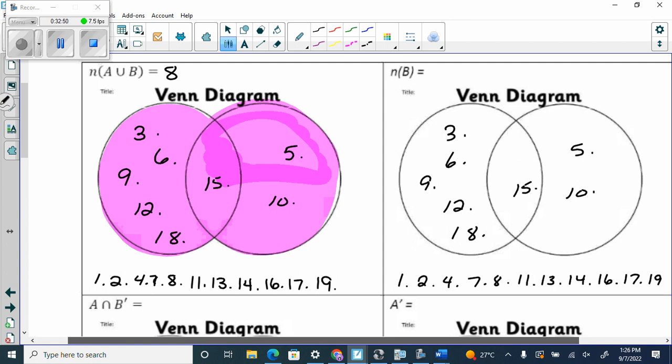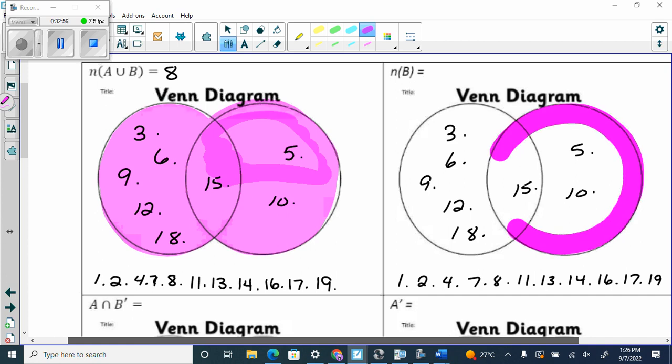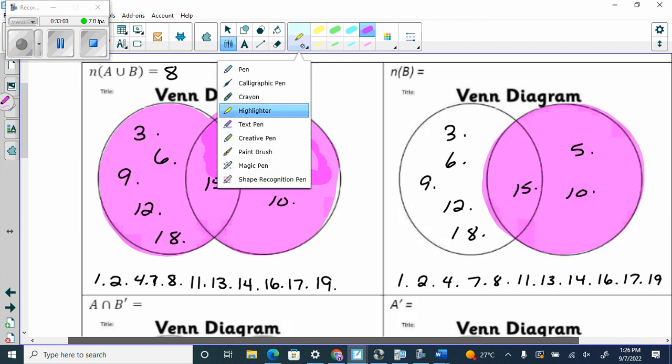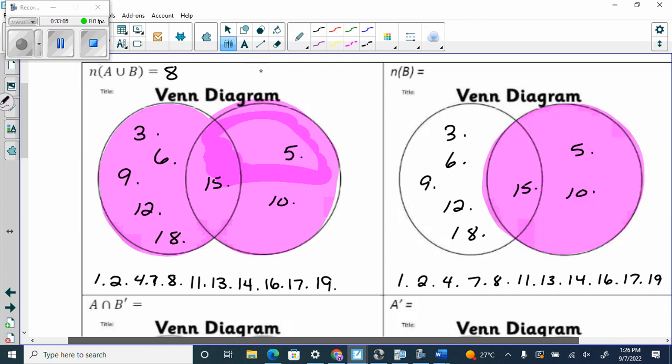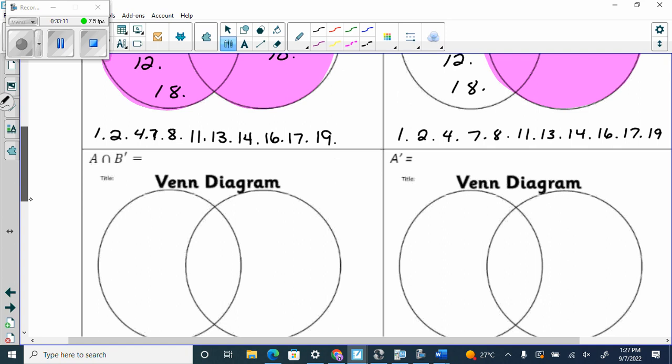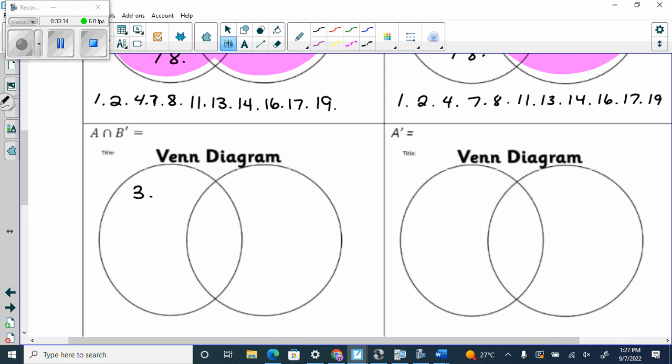Then we do the number of elements in B. So B, it doesn't say B only, it says B. So we have to do the whole B circle. So how many elements is that? 1, 2, 3. Then we have these.